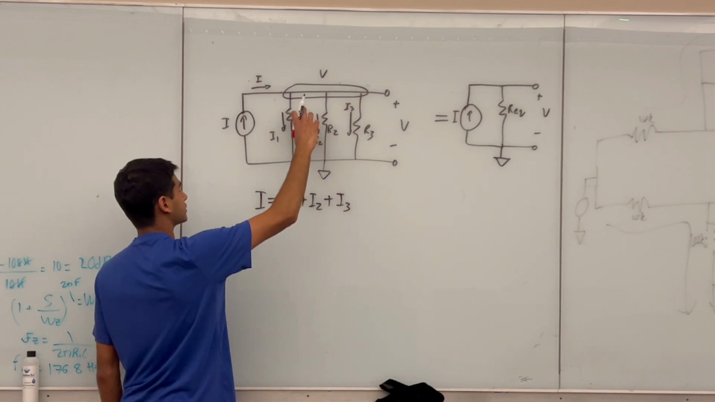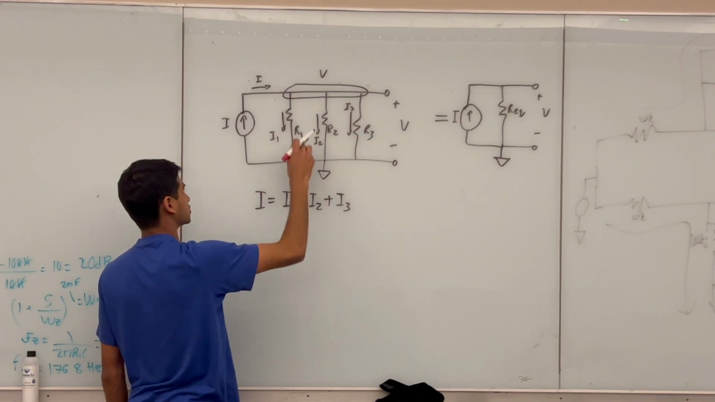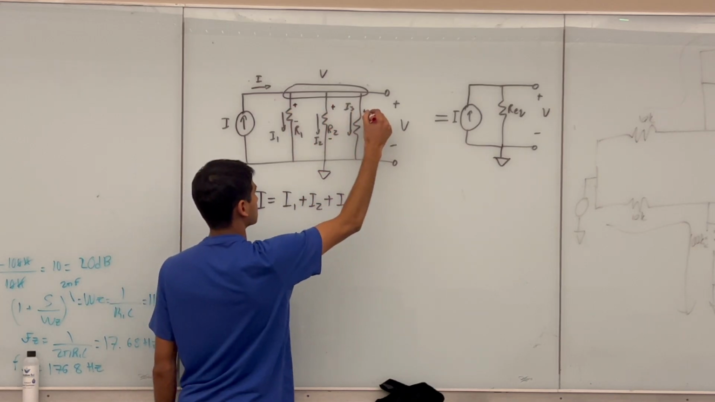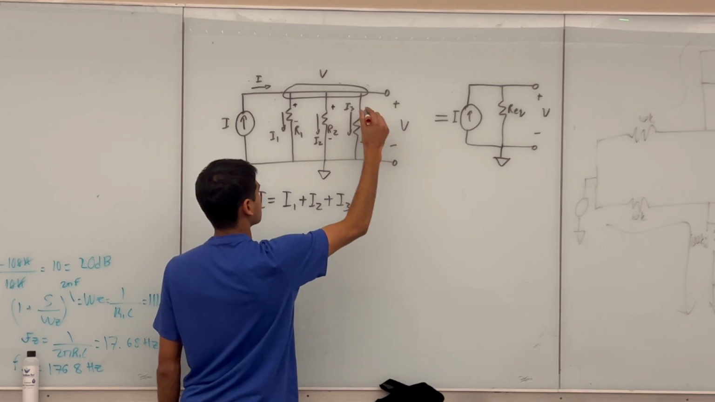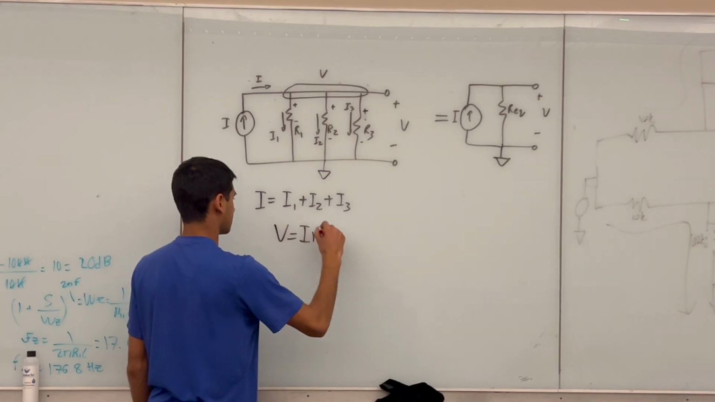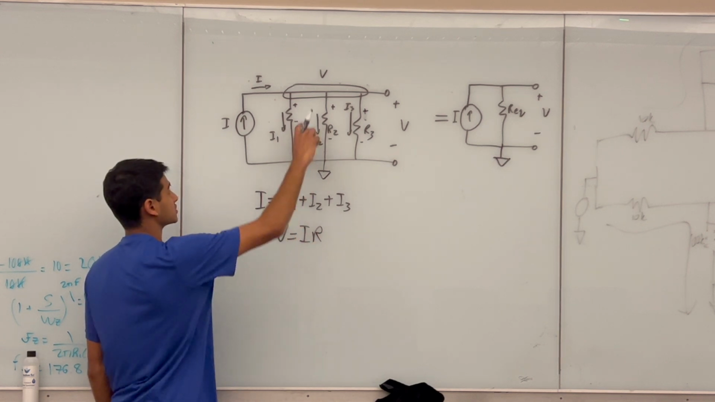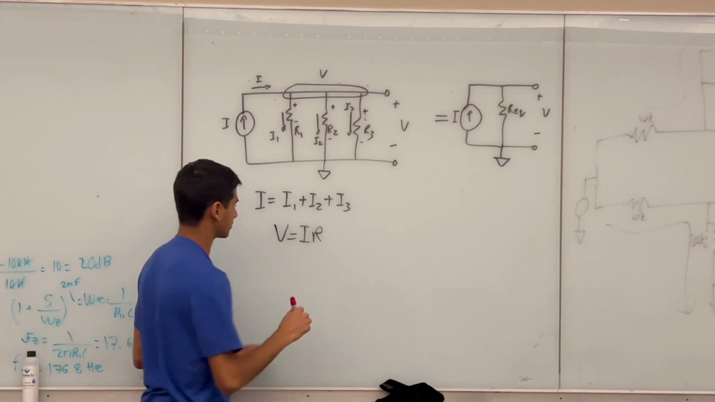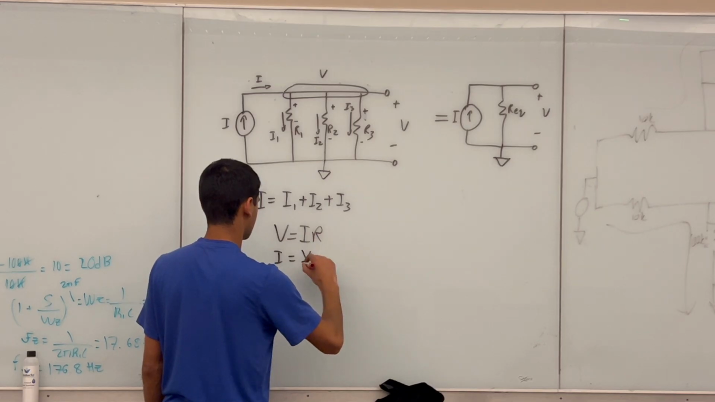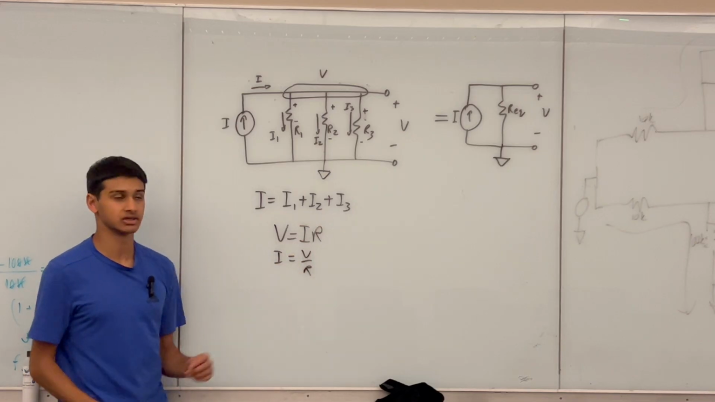And what I'm going to do is label the pluses and minuses on R1, R2, and R3 to represent the voltage drops as the current passes through it. So plus minus here, plus minus here, plus minus here. And if you remember from Ohm's law, V equals IR, where I is the current going through the resistor, R is the resistance itself, and V is the voltage difference across the resistor. I'm going to simplify this to I equals V divided by R, and use this relationship to replace I1, I2, and I3 in this circuit.